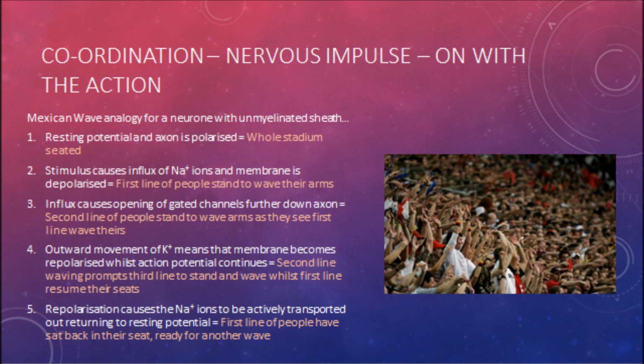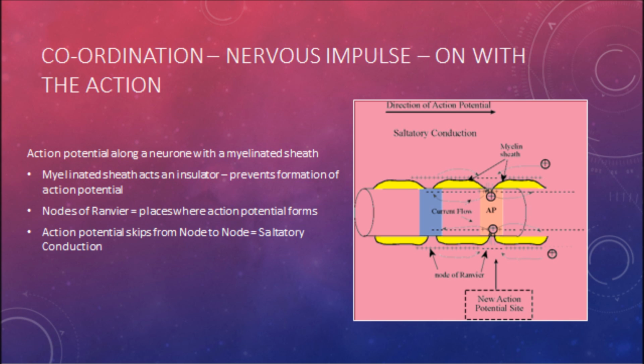region of the axon. Action potential traveling along an axon with a myelinated sheath is like a Mexican wave, but in larger sections, allowing for a more rapid transmission of the action potential. The myelin sheath acts as an insulator, so it prevents the formation of the action potential by blocking the reversal of charges. The nodes of Ranvier are the places where the action potential forms. The potential skips from node to node. This is what allows for the rapid transmission.